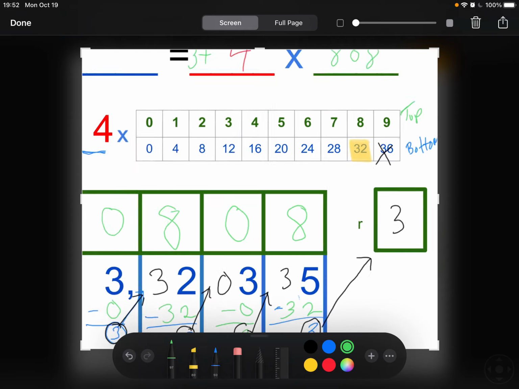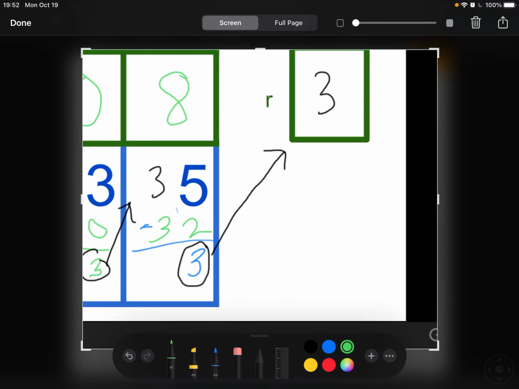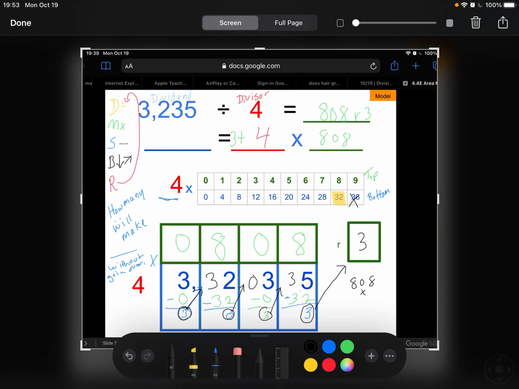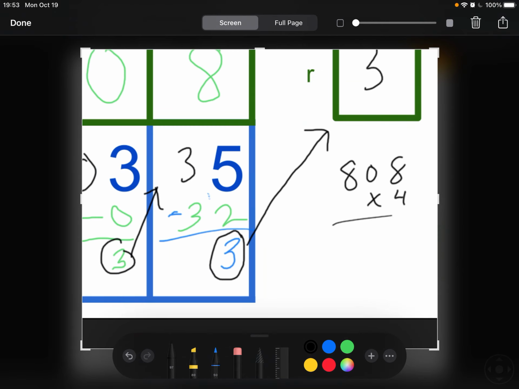Let's test that. I have 808 times 4. 8 times 4 is 32, carrying my 3. 4 times 0 is 0, plus the 3 equals 3. 4 times 8 equals 32. Okay. Then I have to add my remainder of 3. And that's going to be 3 plus 2 equals 5, 3 plus nothing, 2 plus nothing, 3 plus nothing.